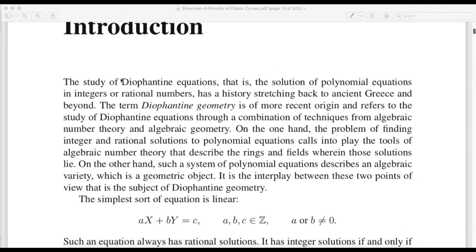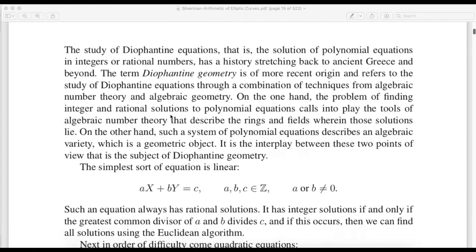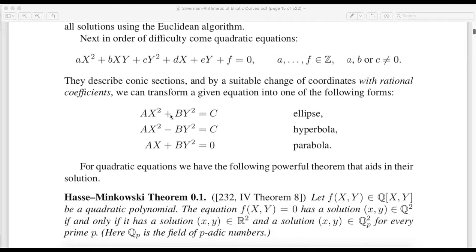Oh, I've heard this word before. Diophantine equations. Fermat's last theorem, the Pythagorean equations are diophantine, but I don't know why. The solution to polynomial equations of integers or rational numbers. So he's just getting in here.